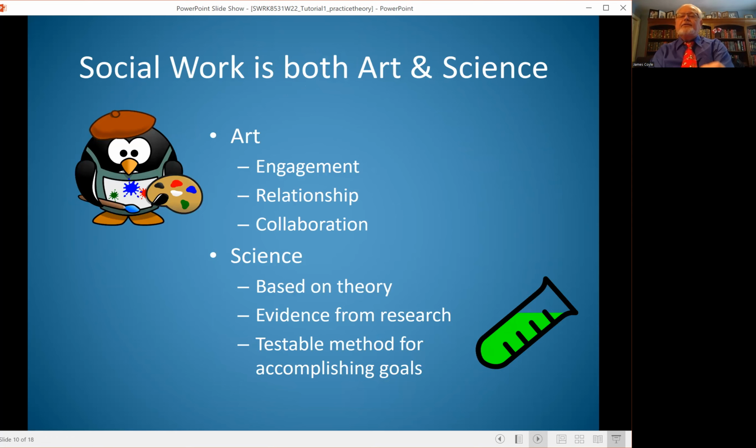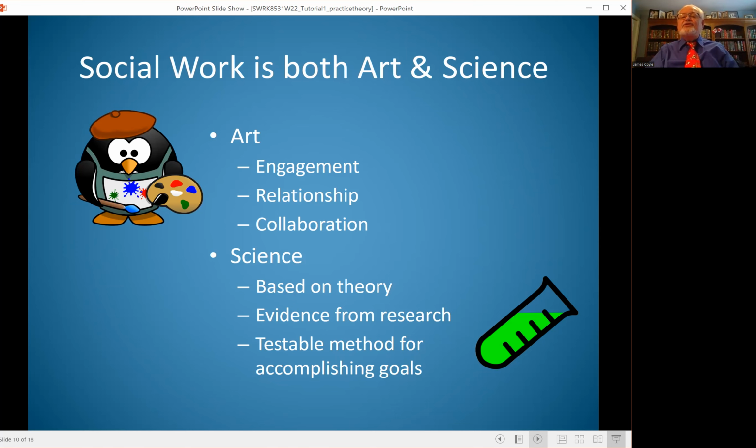It's important to recognize that social work is both an art and a science. The art aspects relate to our engagement with clients, our ability to form a relationship with our clients, and to collaborate with the clients so that we can help them work on something that's going to fit for them. On the other hand, the science aspect of social work is related to the fact that it's based on theory. There is a theoretical explanation that social work uses to say what we believe explains what happens with human behavior and how change occurs.